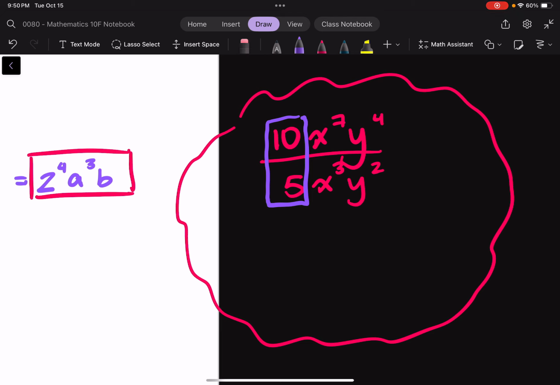10 divided by 5 has always been 2. So we are going to maintain that as an answer of 2. We're going to continue with everything else. We get x to the 7 minus 3, which is 4, and y to the 4 minus 2, which is 2. Now just hear me out for a moment.